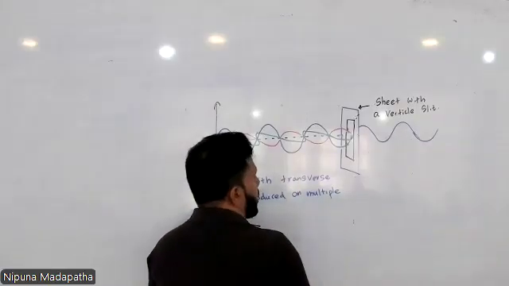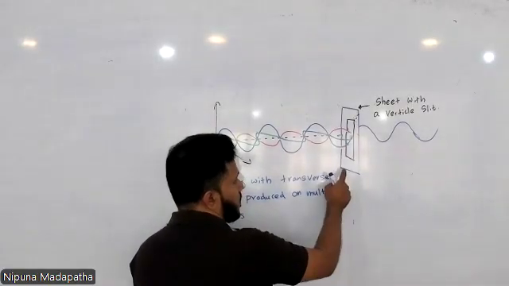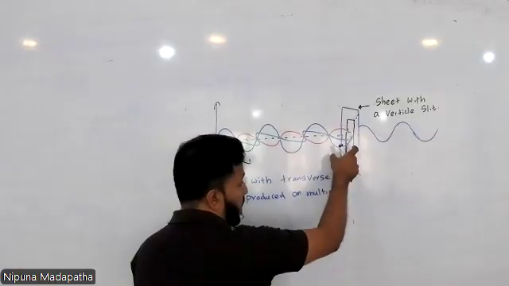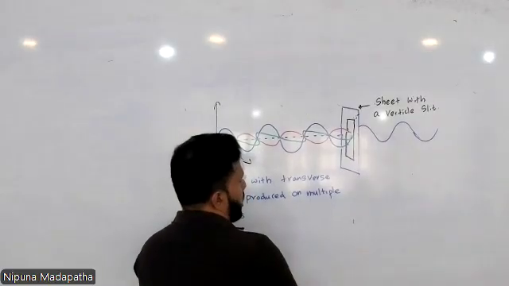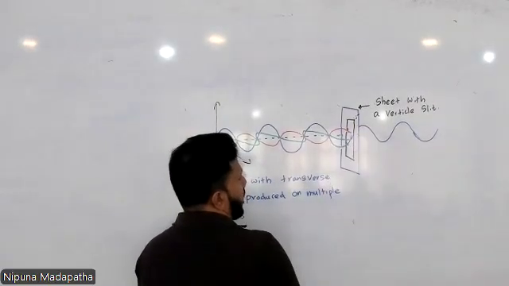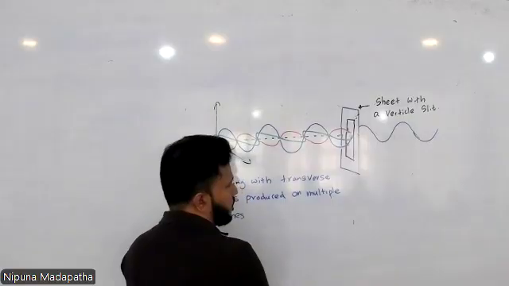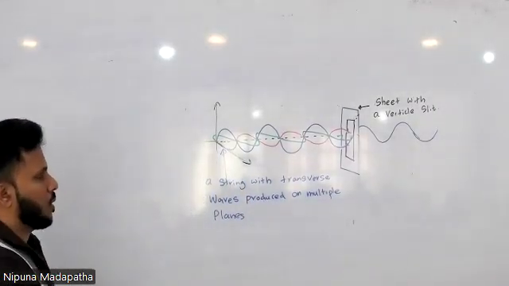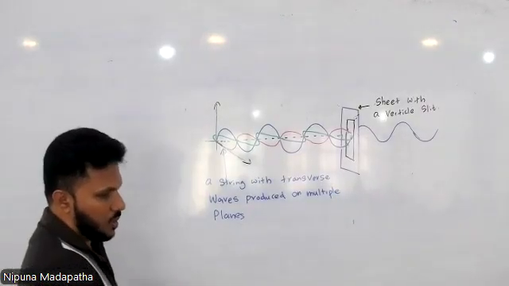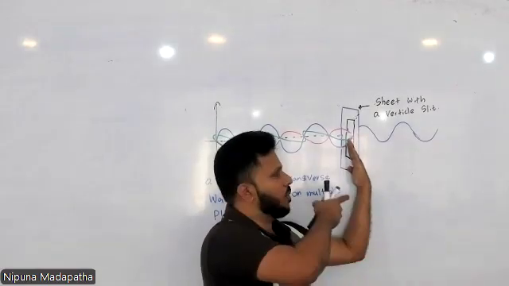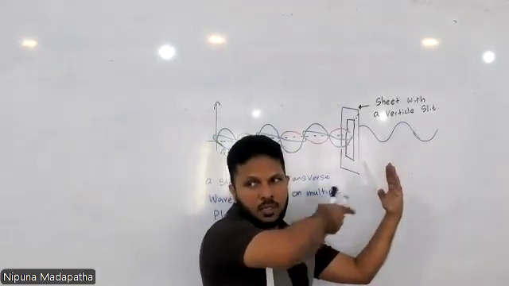Oscillations parallel to the plane of the sheet are not transmitted, while oscillations perpendicular to the plane of the sheet are transmitted. The sheet takes a plane, and we take a perpendicular plane, right?